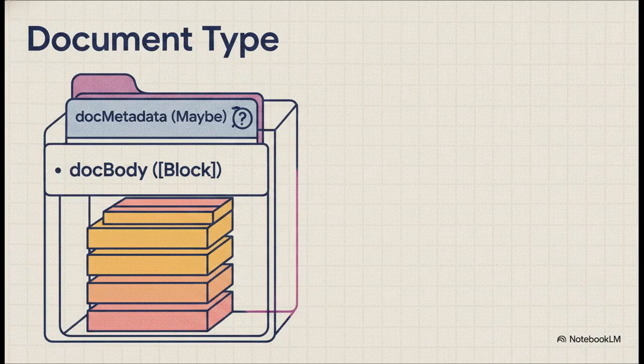Next is the document type. You can think of this one as the master container for the whole file. It elegantly holds an optional metadata field, which is represented in Haskell by Maybe Metadata, alongside a document body composed entirely of our third type, blocks. So the metadata isn't hiding inside the body anymore. It sits right at the very top level of the document, completely separated from the content itself.